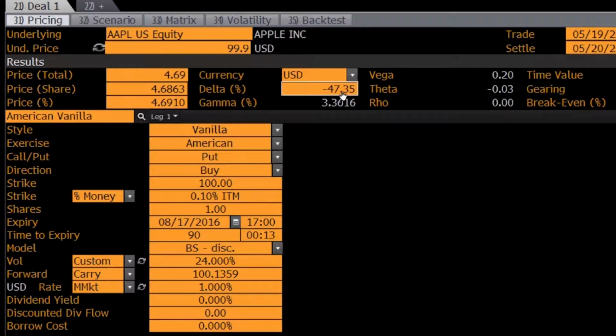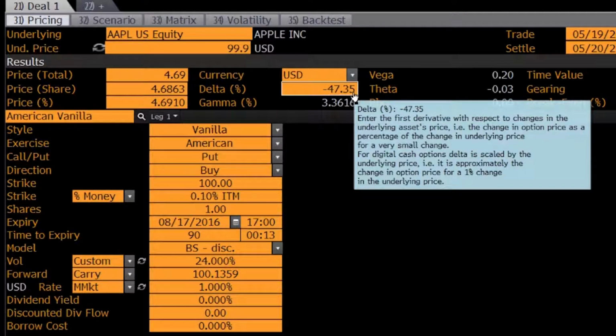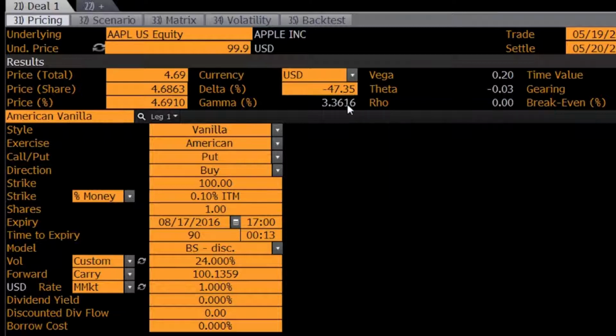Notice now that the delta has become a bigger absolute number. It's gone from 47.01 to 47.35, i.e. it's starting to move slightly more like a stock than it was before. The movement of the put is getting bigger for the same movement of the share price than it did before. And that's because the gamma was added on to the delta. So the 0.03 gamma was added on to 47 to make it 47.3. Okay, that answered parts 10 part A and 10 part B.